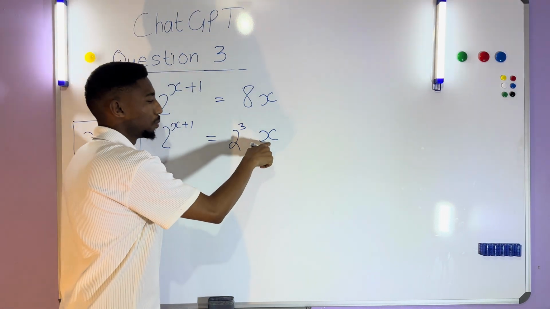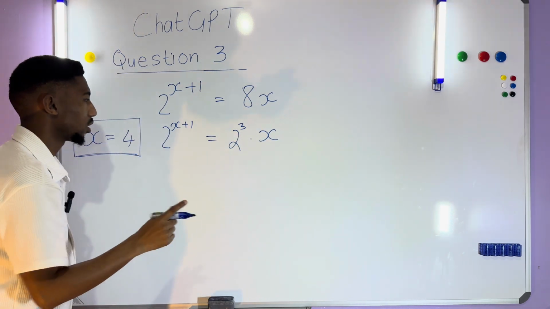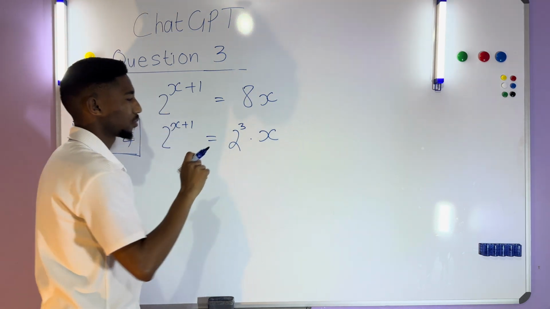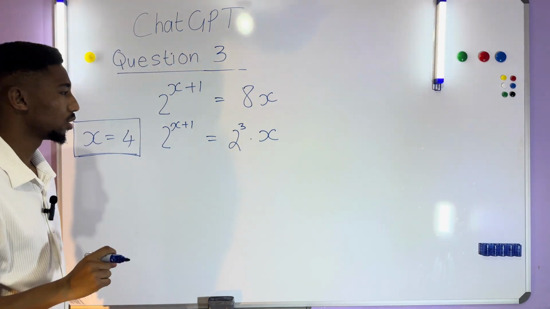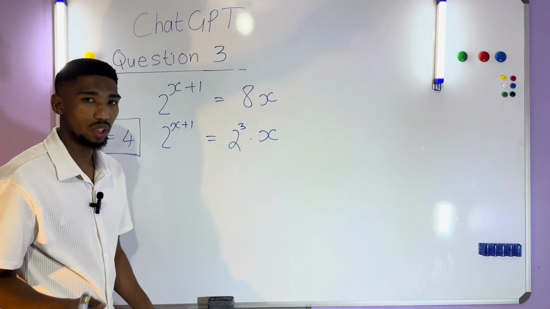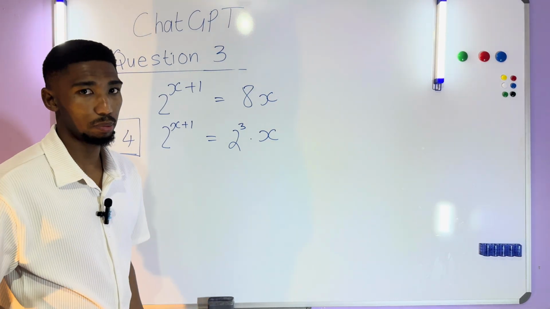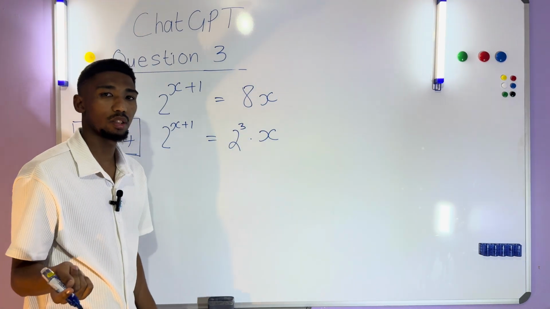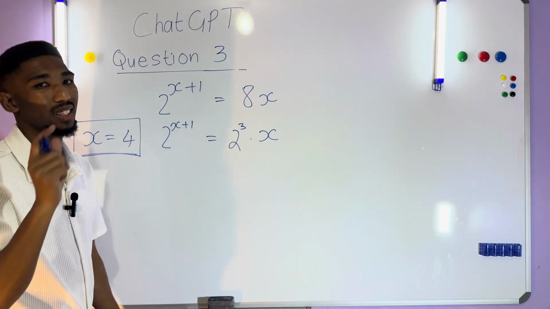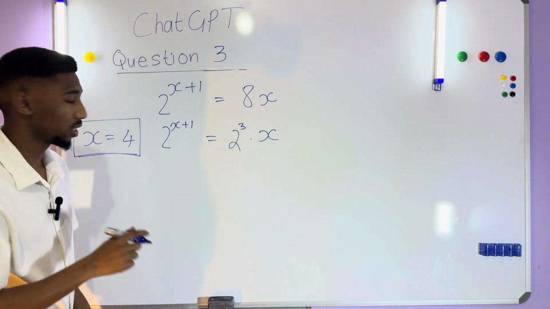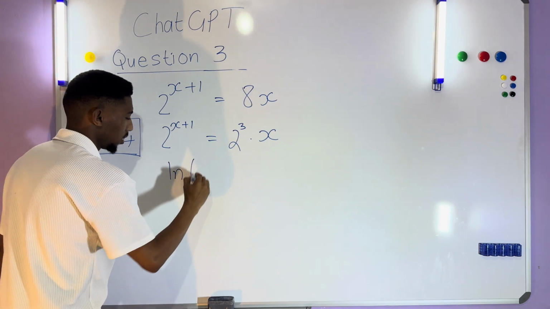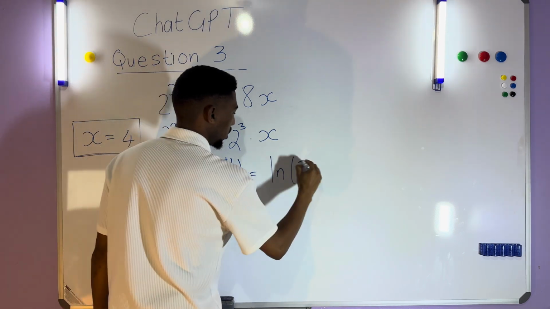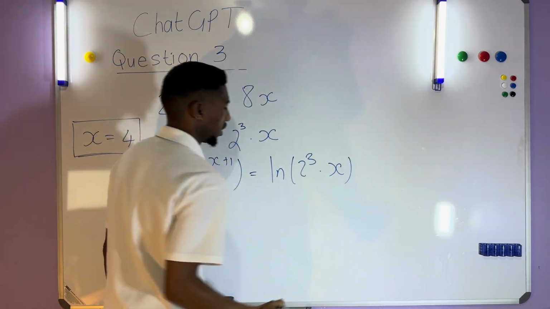However, this base is not 2, so you cannot say x plus 1 is equal to 3. You cannot say that. So there is no way that we can let all the bases be 2. That's impossible. So we need to bring the exponent down, so we can take the natural logarithm of both sides. So you're going to take ln 2^(x+1) equals ln 2^(3x).